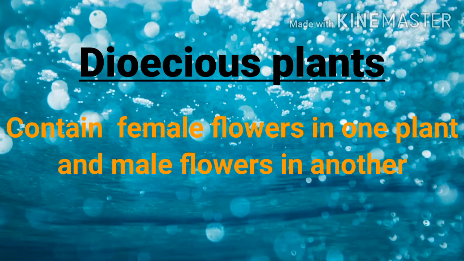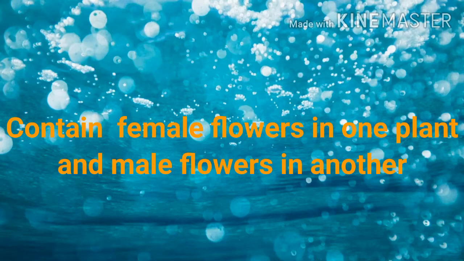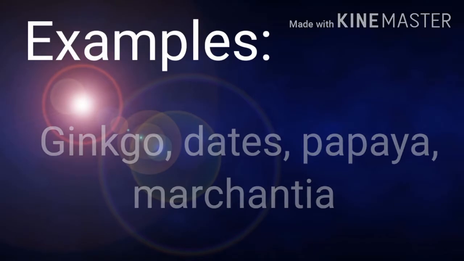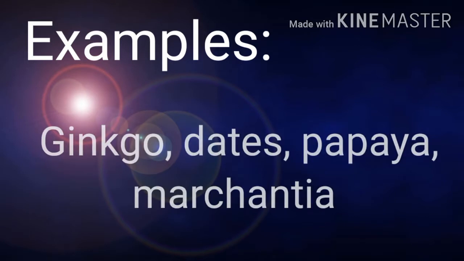Next, what are dioecious plants? Here male flowers and female flowers are not seen in the same plant but in different plants. So you can see one male plant and one female plant. Instead of flowers, the plant itself is different. That is, male flowers are seen in the male plant and female flowers are seen in another plant, which is called a female plant. Examples are Ginkgo, which is a gymnosperm, dates as we all know, papaya, and Marchantia, which is a bryophyte.